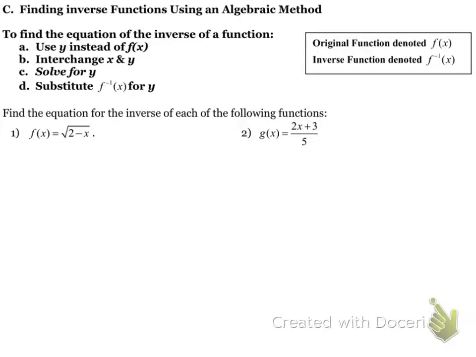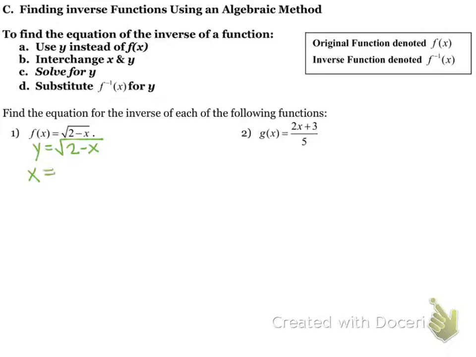Okay, so now we're going to talk about finding inverse functions algebraically, given the equation. The first thing that you're going to do is use y instead of f of x, so we write in terms of y. Then we're going to switch the places of x and y, solve for y, and then go back and put our notation that represents inverse functions, which is f to the negative 1 of x. Looking at number 1, the first step, change f of x into y. Second step, switch x and y.